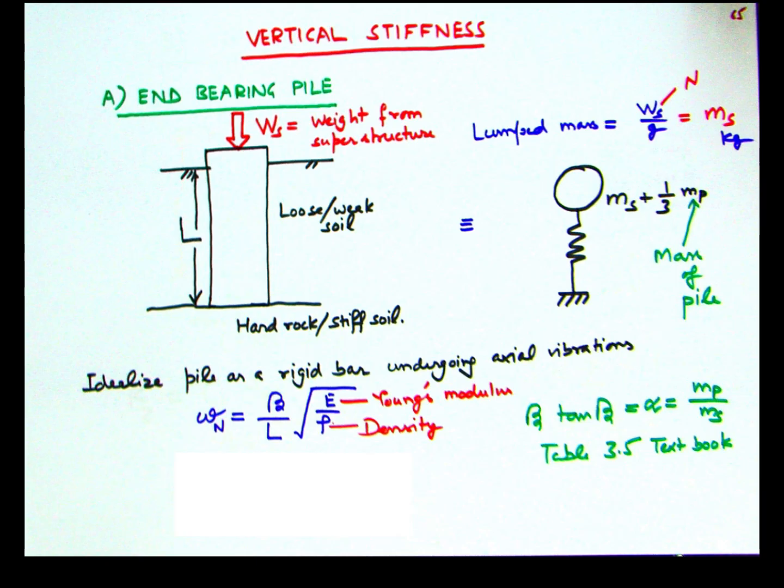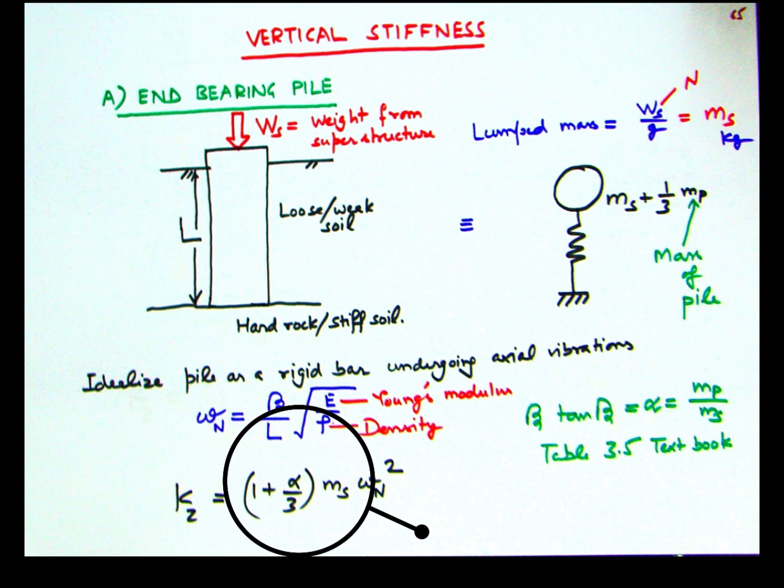Once the angular frequency of vibration of the end bearing pile is obtained, it's quite straightforward to obtain the vertical stiffness, which is essentially the mass times the square of the angular frequency. So the mass to be considered here is the mass lumped at the top of the pile from the superstructure plus the portion contributed by the pile. So we can write an expression: 1 plus alpha by 3 times ms.